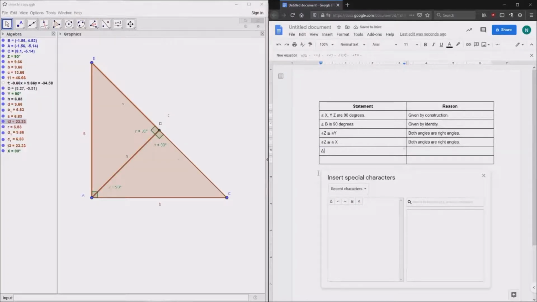Triangle ABC, our big triangle, is similar to triangle ABD, our top small triangle. And we also know triangle ABC is again similar to triangle ADC. These triangles are similar by the angle-angle theorem of triangles.